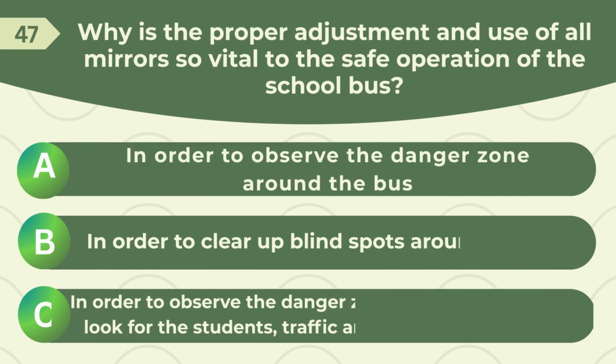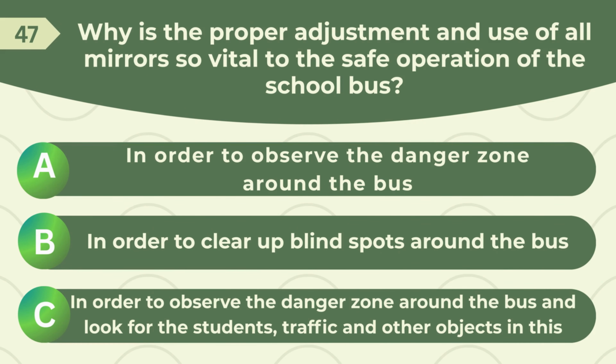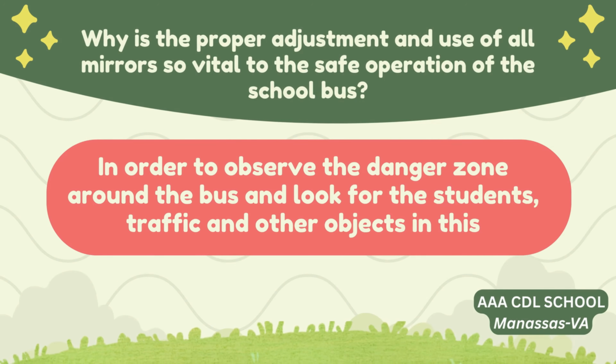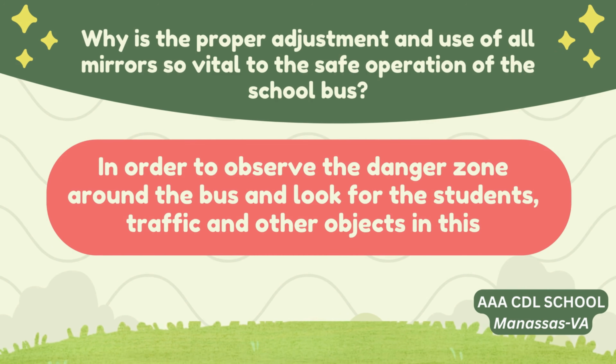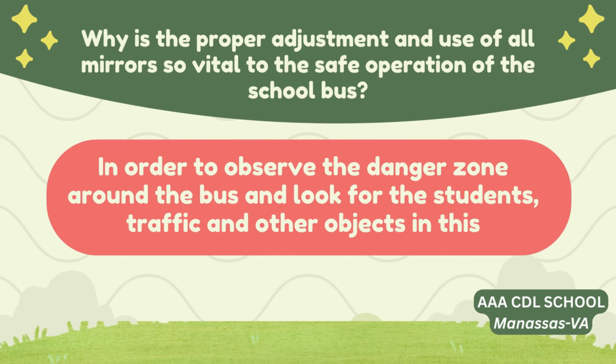Why is the proper adjustment and use of all mirrors so vital to the safe operation of the school bus? A. In order to observe the danger zone around the bus. B. In order to clear up blind spots around the bus. C. In order to observe the danger zone around the bus and look for the students, traffic and other objects in this. Correct answer: in order to observe the danger zone around the bus and look for the students, traffic and other objects in this.